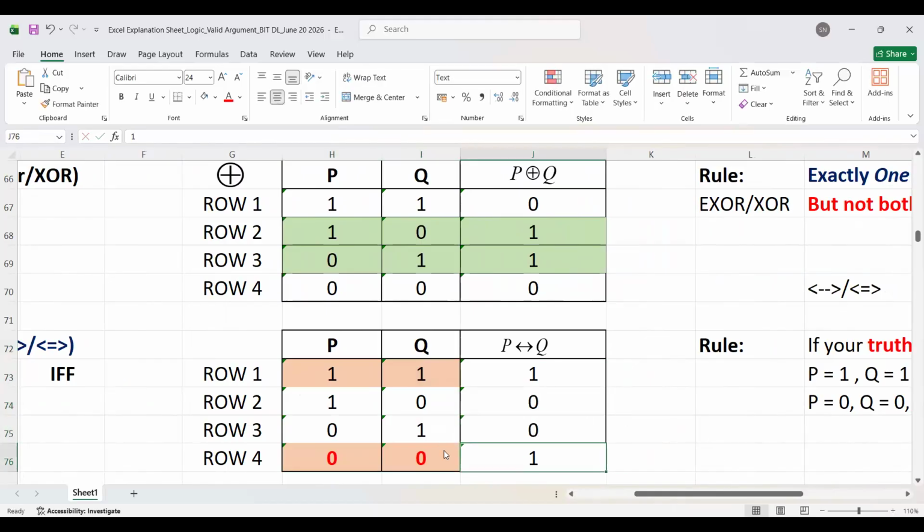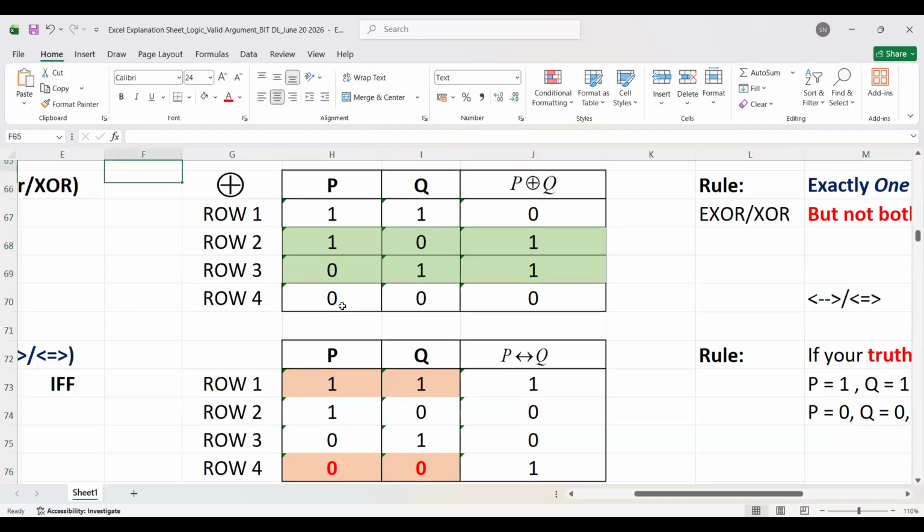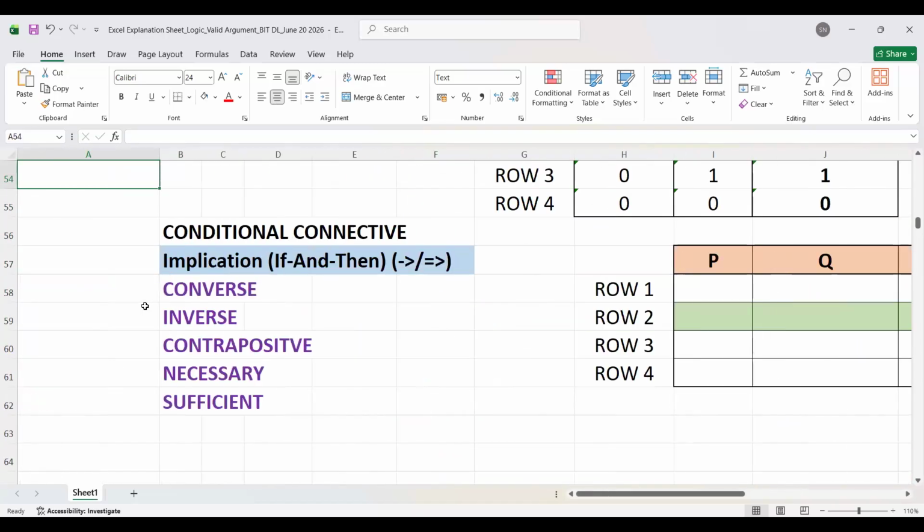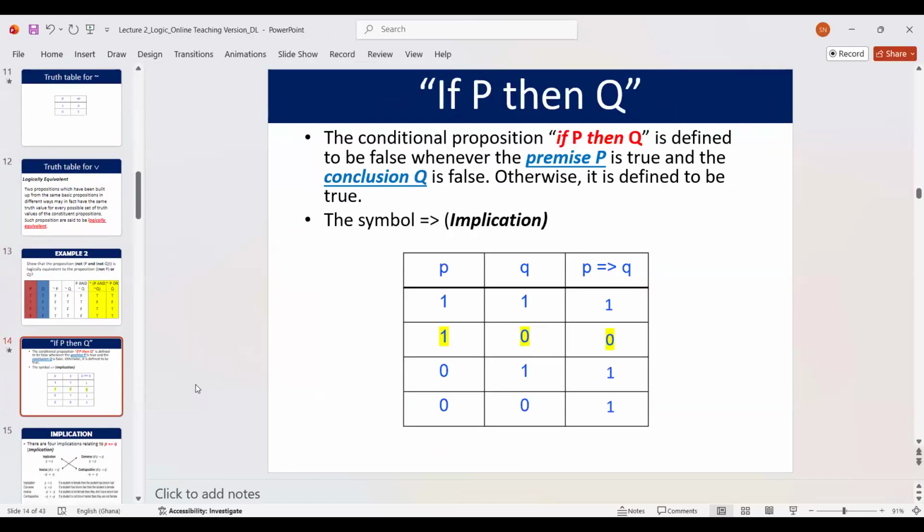Okay. Now, I am leaving the last connective for last because of its controversial nature. There is so much we need to know about it before I even come to the table to draw it. So I am going to first go to the PowerPoint and tell you all the terminologies that the conditional connective is used for. I've written some of them here, but let's see from the PowerPoint so that if you forget, you know where you can pick your resources from. So this is the if and then connective. It is called if P then Q. The symbol is this implication sign.